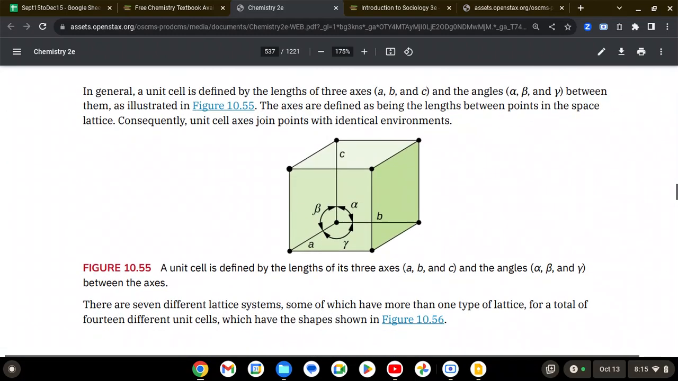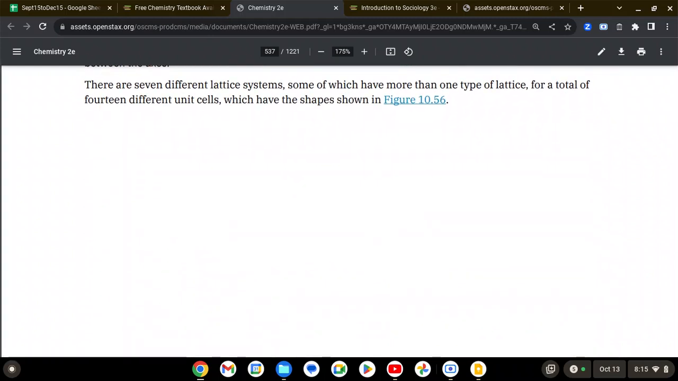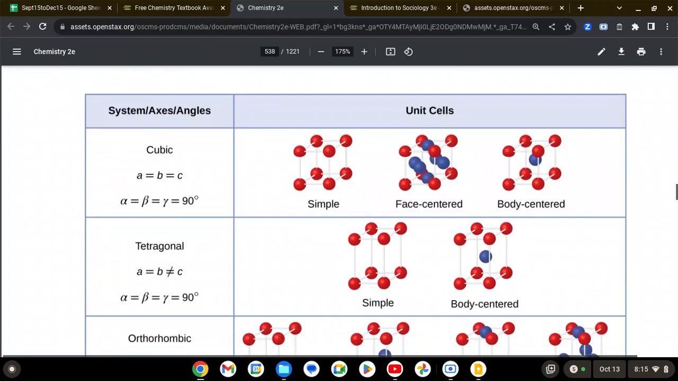In general, a unit cell is defined by the lengths of the 3 axes, A, B, and C, and the angles alpha, beta, and gamma between them. As illustrated in Figure 10.55, the axes are defined as being the lengths between points in the space lattice. Unit cell axes join points with identical environments. There are 7 different lattice systems, some of which have more than one type of lattice, for a total of 14 different unit cells, which have the shape shown in Figure 10.56.